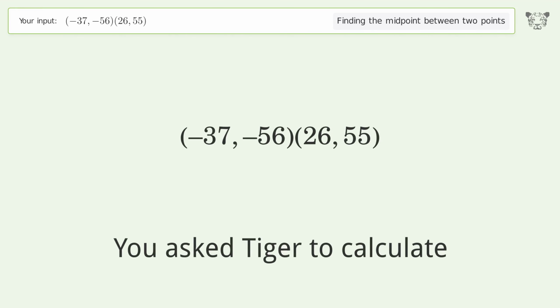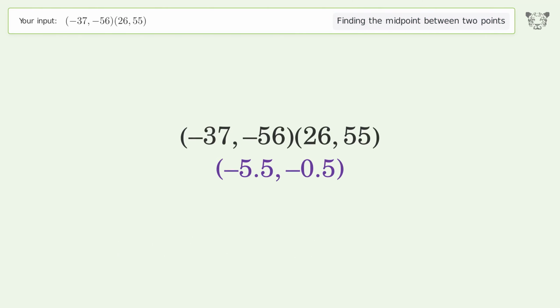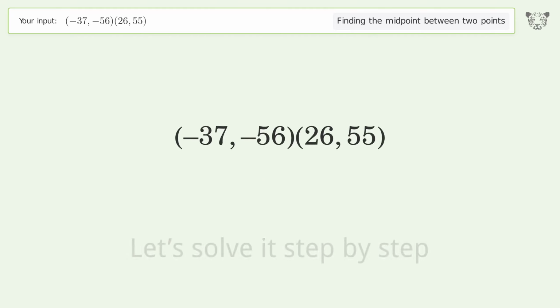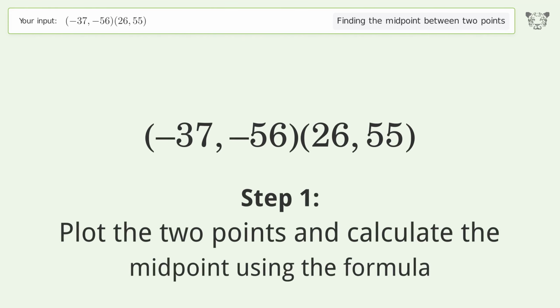You ask Tiger to calculate. This deals with finding the midpoint between 2 points. The midpoint between the 2 points is -5.5, -0.5. Let's solve it step by step. Plot the 2 points and calculate the midpoint using the formula.